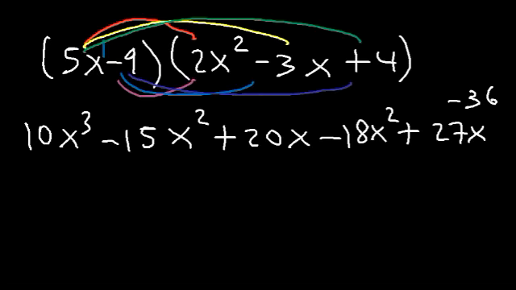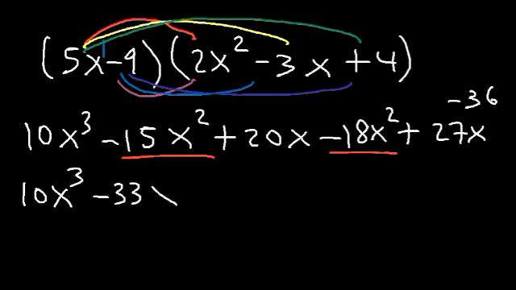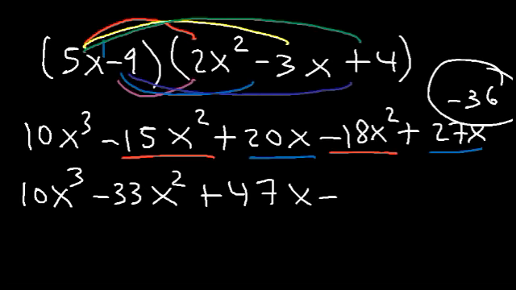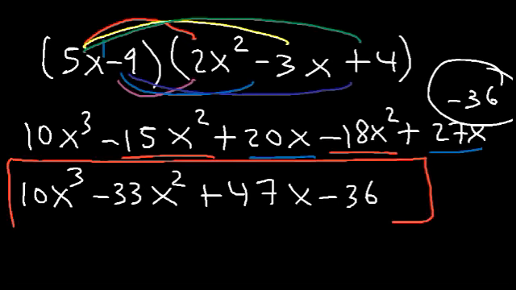So now let's add like terms and arrange it. So we have 10x cubed. We can combine negative 15 and negative 18. That's negative 33x squared. And we combine these two: 20x plus 27x, that's 47x. And there's nothing to combine the 36 with, so we're just going to leave it as negative 36. So this is the answer to this particular problem.